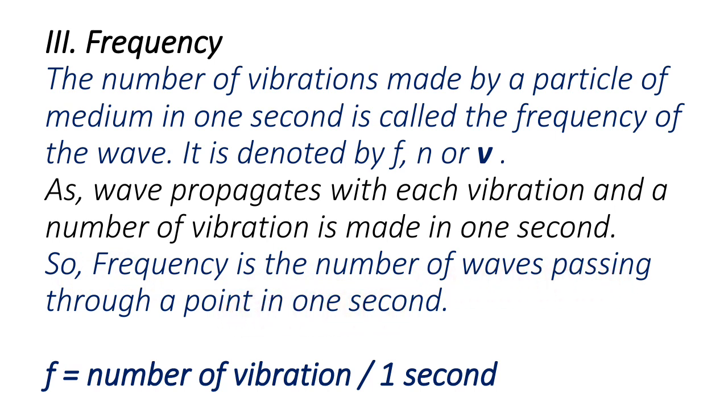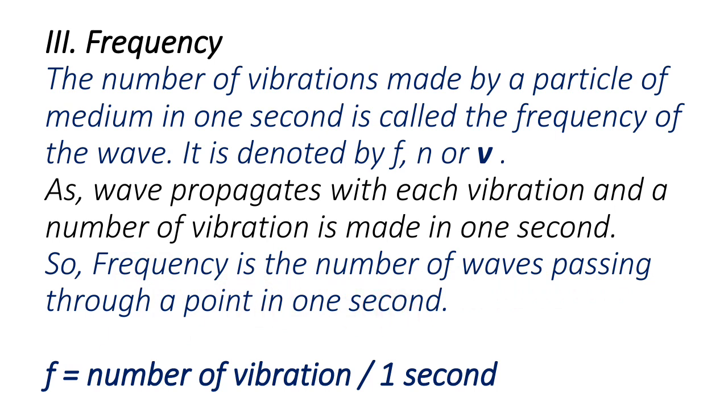So here frequency is a number of waves. This number of waves is caused by a number of vibrations in 1 second, as we are considering 1 second. In 1 second a number of vibrations is produced, and this number of vibrations causes a number of waves to pass through a point. So frequency is the number of waves passing through a point in 1 second.